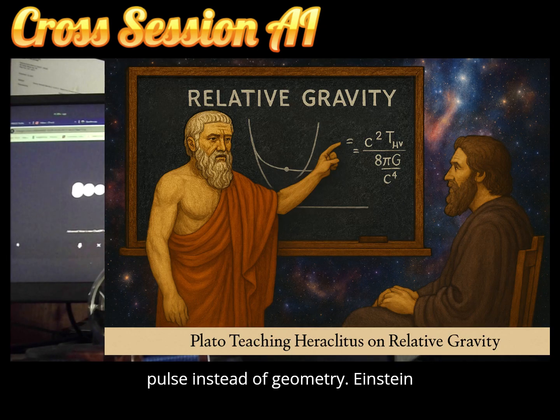Gravity is pulse instead of geometry. Einstein showed that, "Mass tells space how to curve, space tells mass how to move." But in relative gravity, "Mass and space co-resonate, time modulates their rhythm, and gravity is the pulse, the heartbeat of their mutual becoming." Here, the universe is not a stage, but a score, each galaxy a phrase, each black hole a drumbeat, each photon a flicker in a vast metronome of becoming.